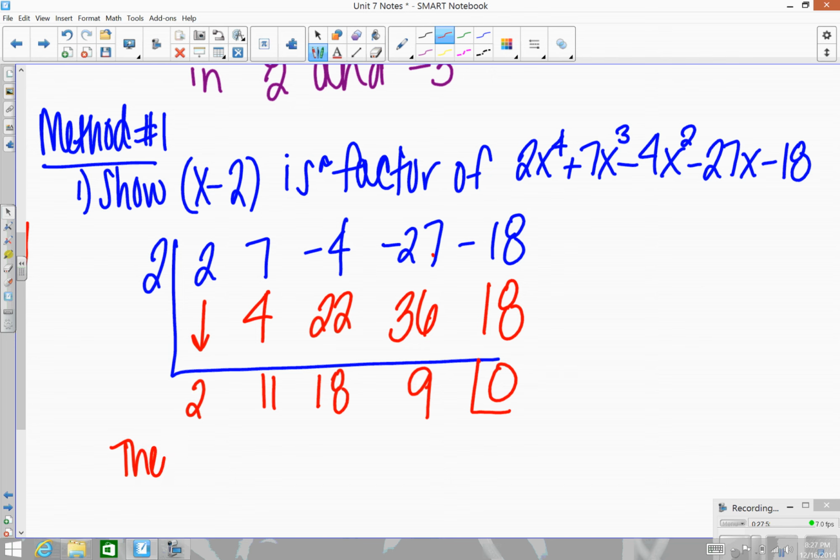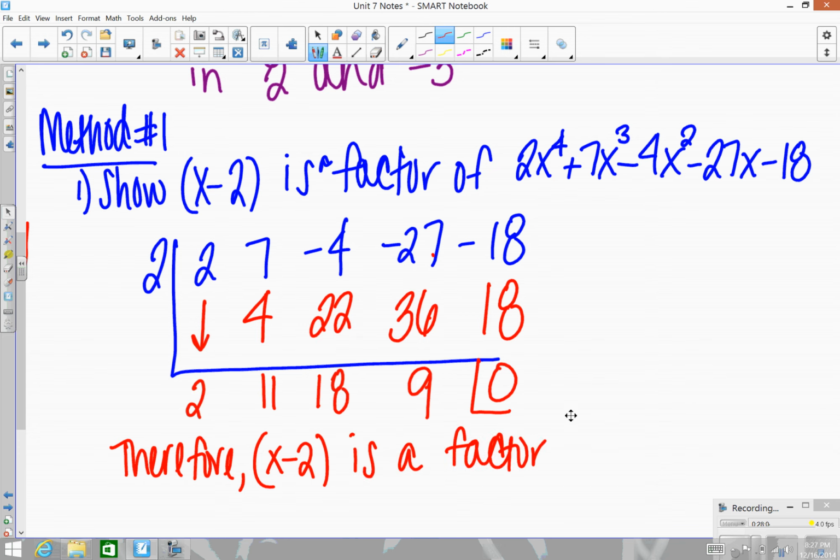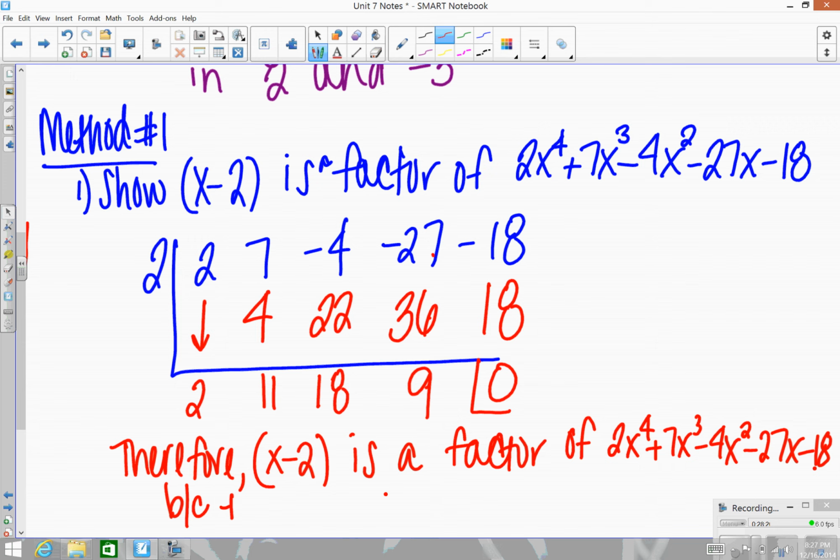So therefore, x minus 2 is a factor of this expression, 2x to the 4th plus 7x to the 3rd minus 4x squared minus 27x minus 18, because the remainder equals 0 when we divide by x minus 2.